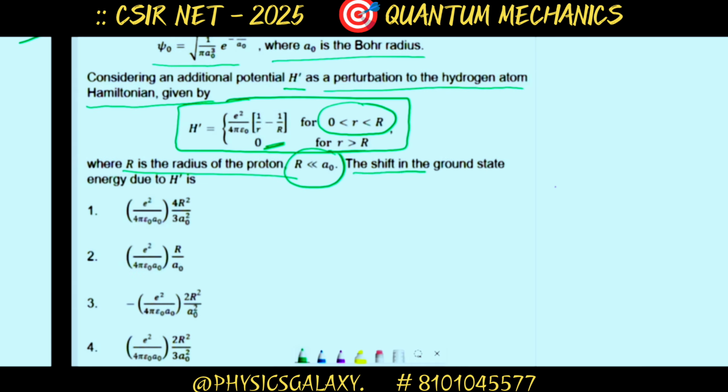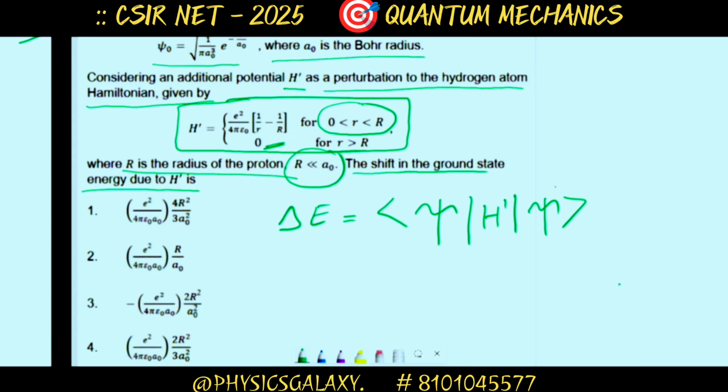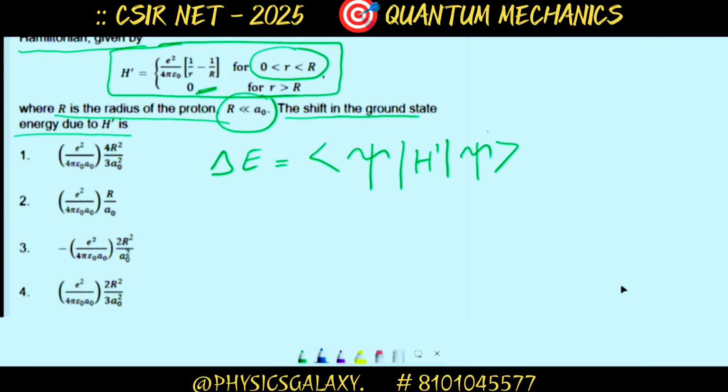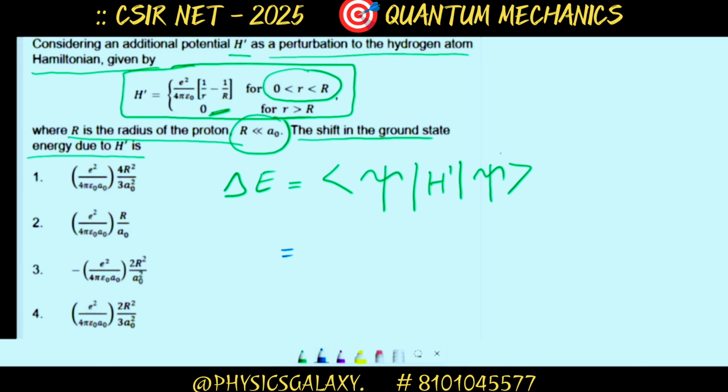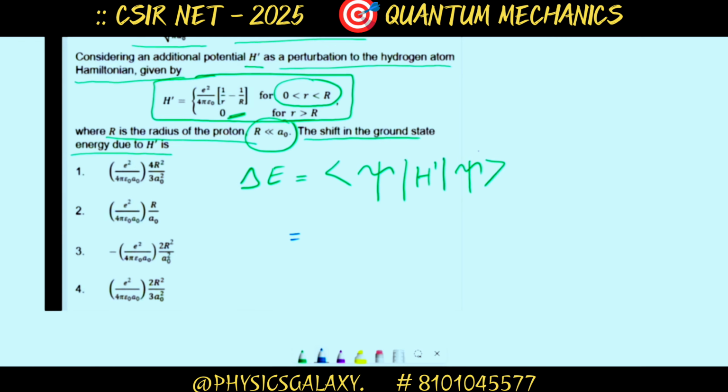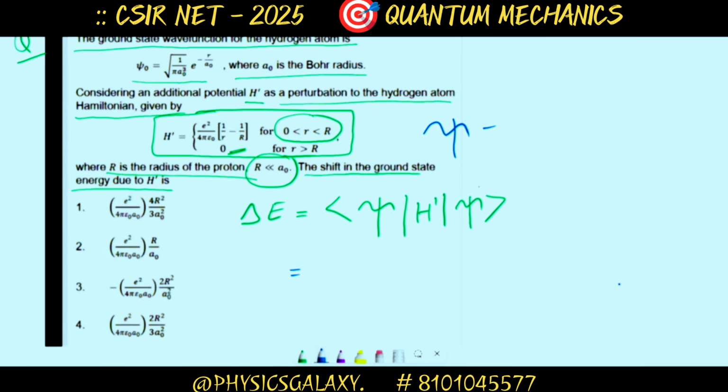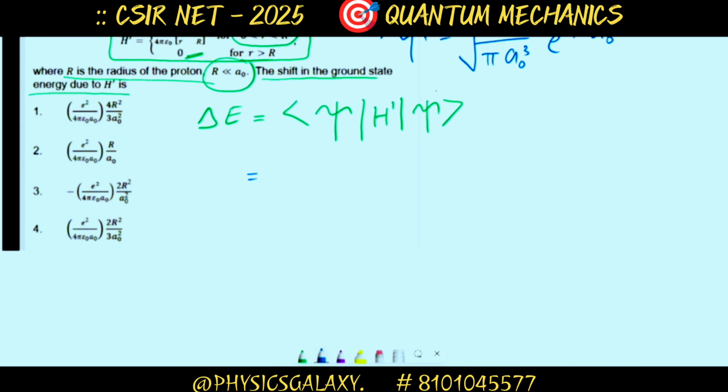The question is, what is the shift in the ground state energy due to this perturbation? Delta E, that we know is given by the expectation value of this H dash. So that we already know. So we can simply write, psi is given as under root of 1 by pi a naught cubed, e to the power minus r by a naught. So it's simple. Now find the expectation value.